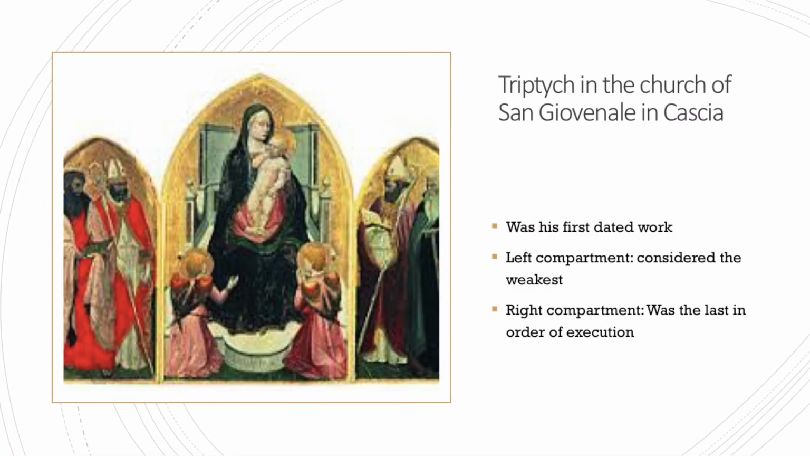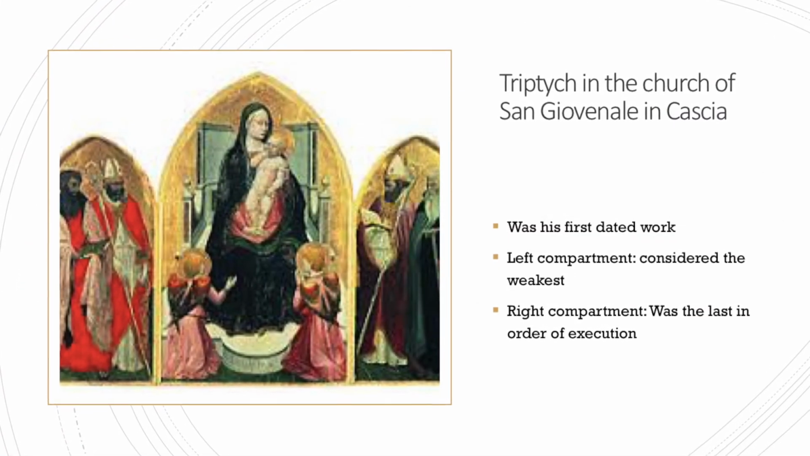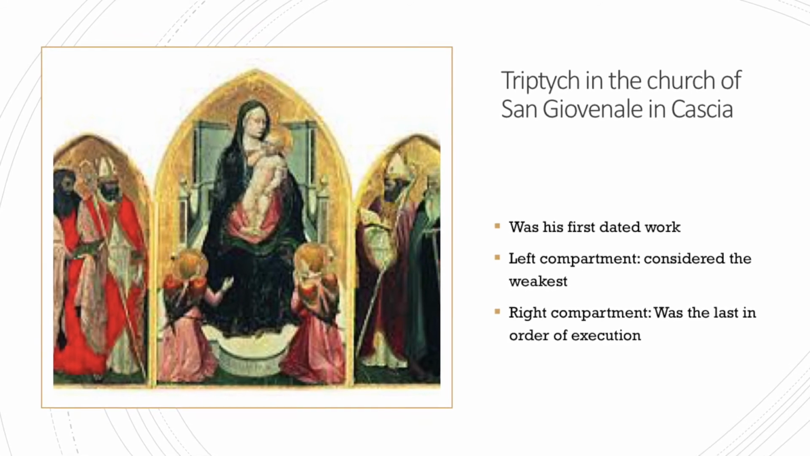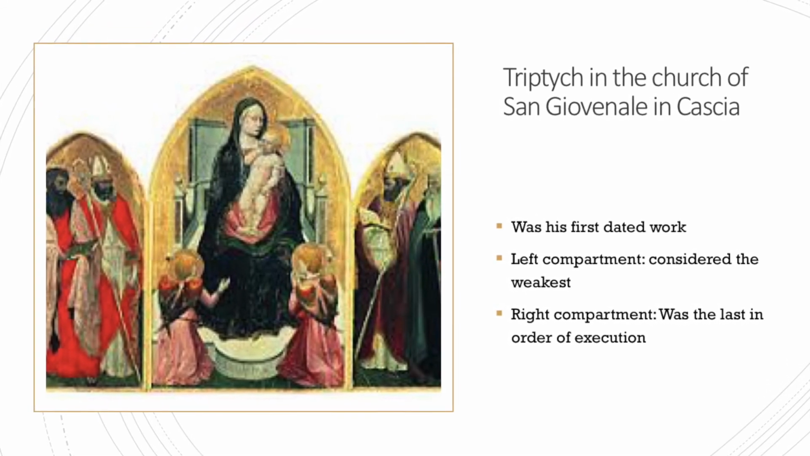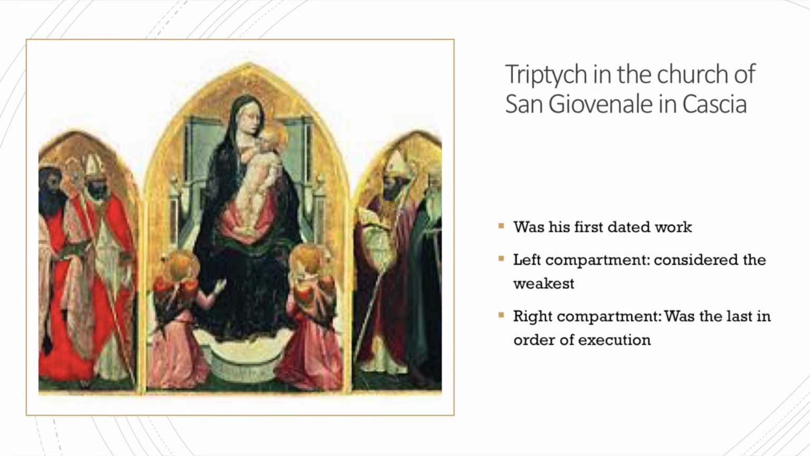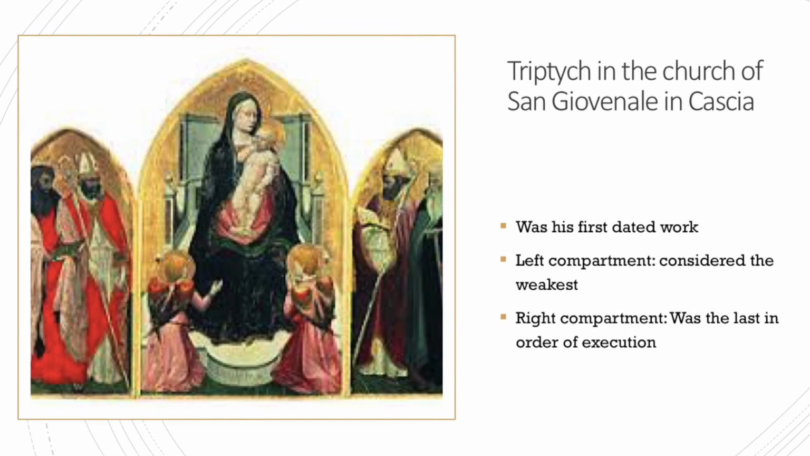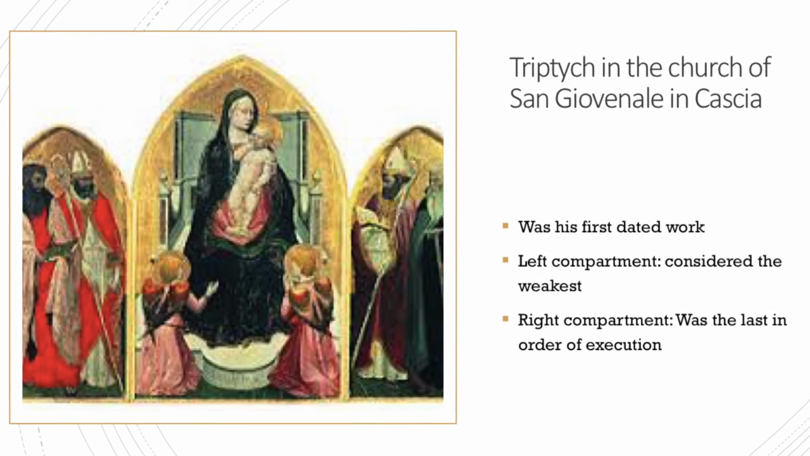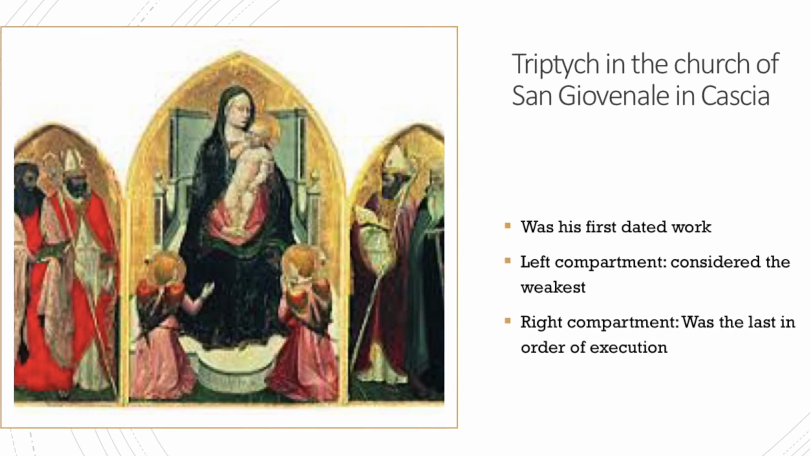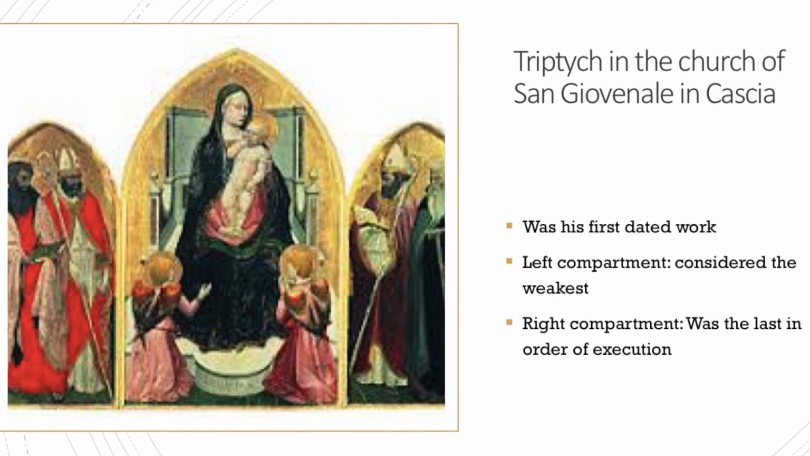Now, as you can see, is an example of the triptych in the church of San Giovanni in Cascia. This was his first dated work. On the left-hand side, which is the left compartment, you can see it's actually considered the weakest panel. And then the right compartment was the last in the order of execution of the painting.